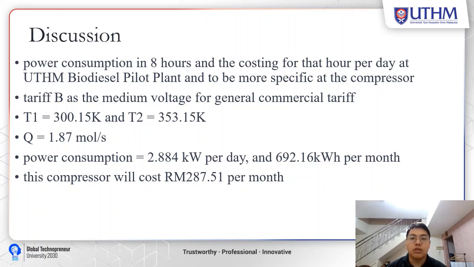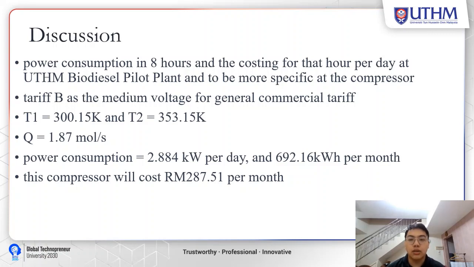And hence 1292 grams of air is equal to the Q, 1.87 mole per second. And the Cp, which is the specific heat, is found at 29,099 joule per mole Kelvin. With this information, we are able to find out the power from the air compressor, ELGI. It is found that the power consumption was 2.884 kilowatt per day and 692.16 kilowatt hour per month.